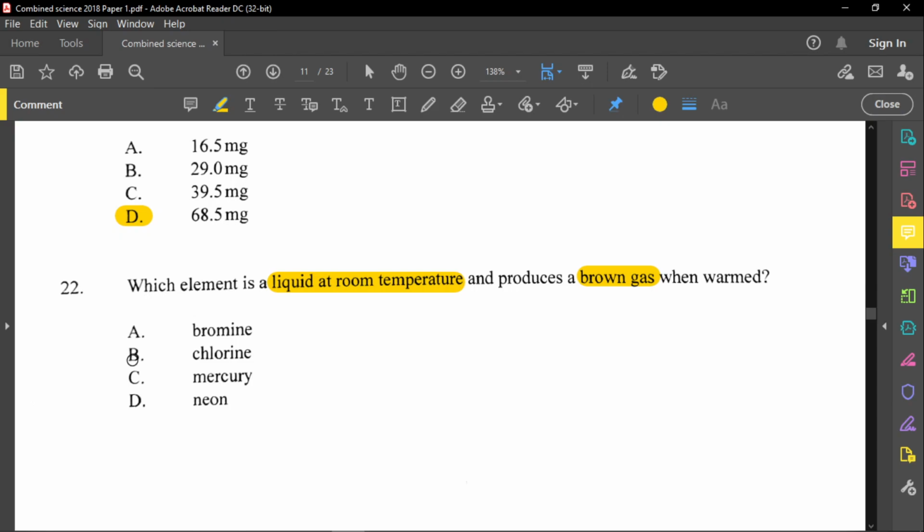Chlorine will be a colorless gas right there. All right, mercury is a liquid, but mercury doesn't produce any gas. All right, but for the fact that brown gas is included, then bromine is the correct answer. Okay.